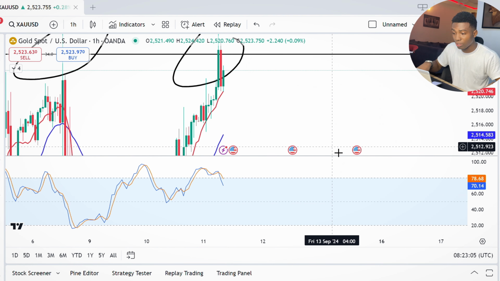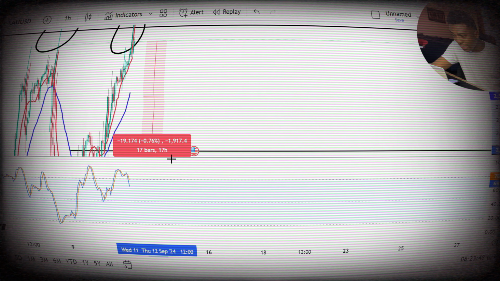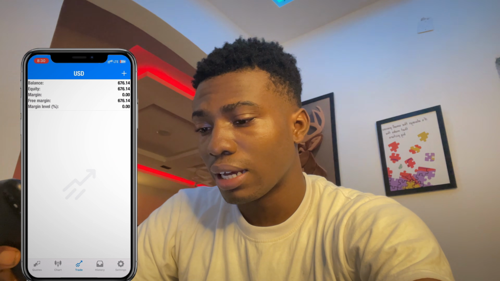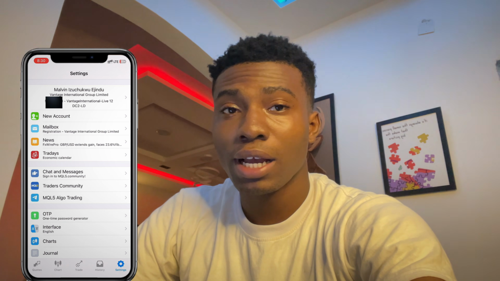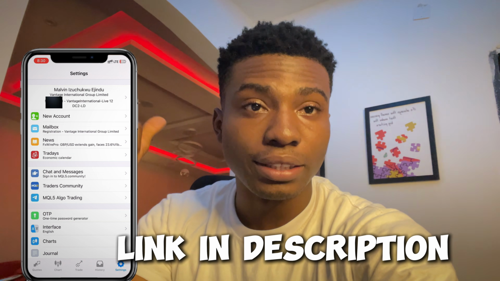When we see price below the moving averages, we're going to be taking this sell to the next key level in the market, which is this line right here. Now, from calculating the pip movement, this trade could give us about 1,000 pips. I'm going to be trading all this with just $600, and the broker that I'm using right here is Vantage Market. So if you want to go ahead and use them, I've dropped the link in the description of this video.